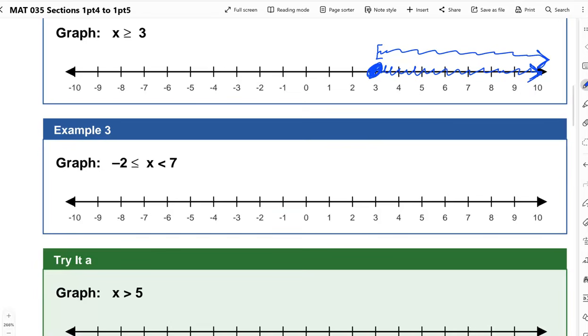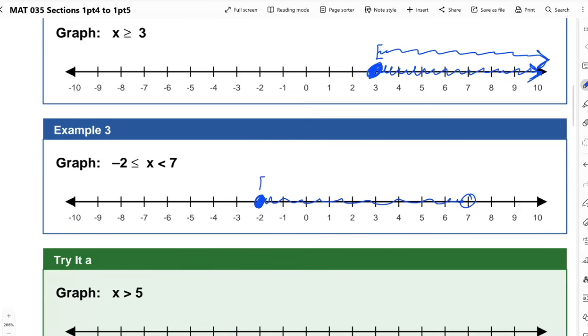Example 3 is an in-between. We have negative 2 is less than or equal to x, which is less than 7. Negative 2 is going to have a closed circle. 7 is going to have an open circle. And x is between those, so I am shading in between.